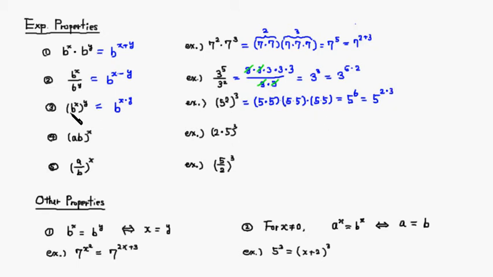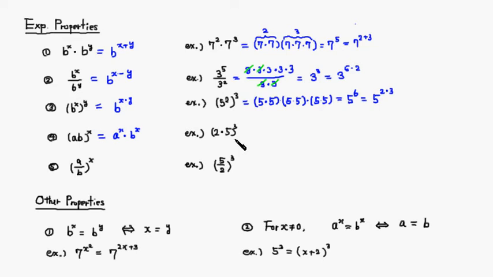That's why b to the x raised to the y is b to the x times y. Number 4: if you have two different bases multiplied together and raise the whole thing to the x power, you can actually distribute this power to each base. So you have a to the x times b to the x.